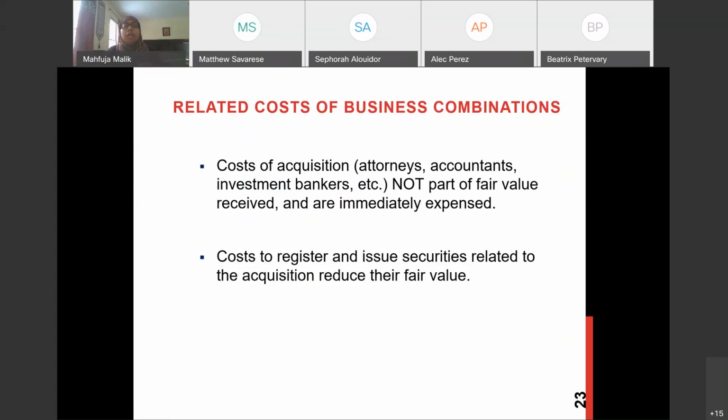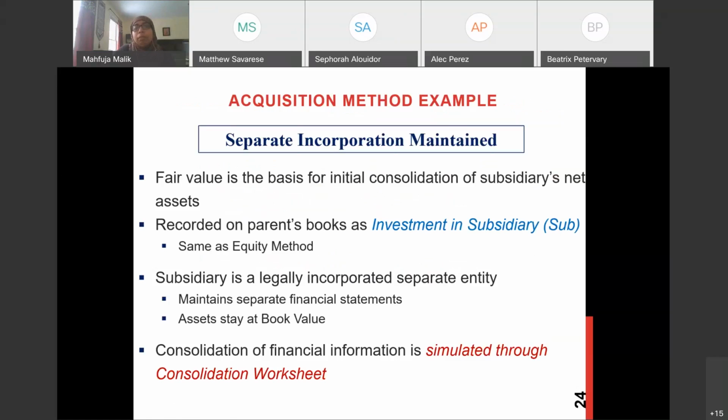So how are we going to record all of those? This type of acquisition cost is not part of the fair value you received. Those are your immediate expense. But if you issue some stocks to pay the price, and if there is any cost to register or issue stocks, that will reduce their fair value. Now we will see examples and it will make more sense.